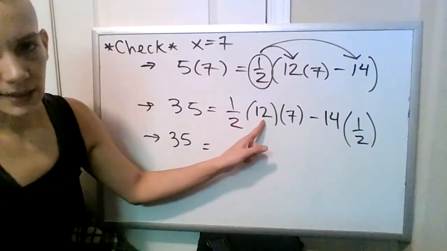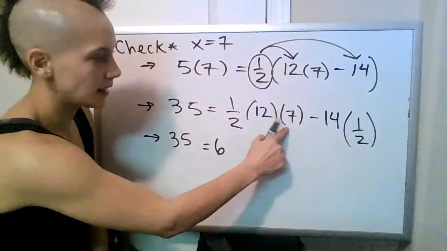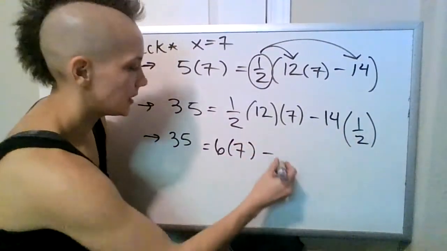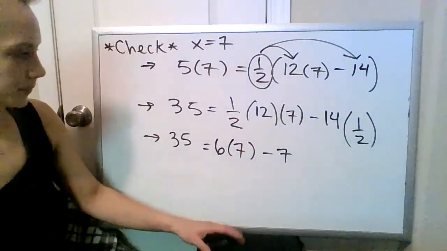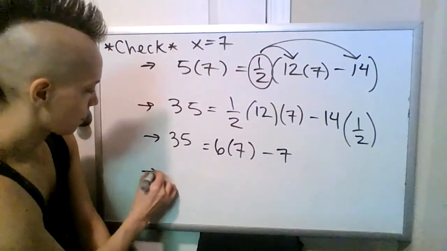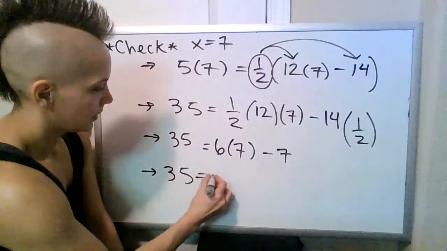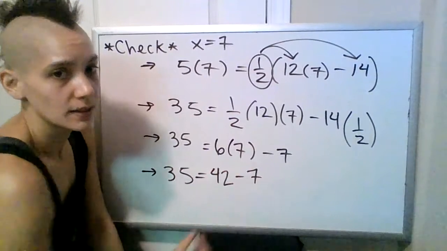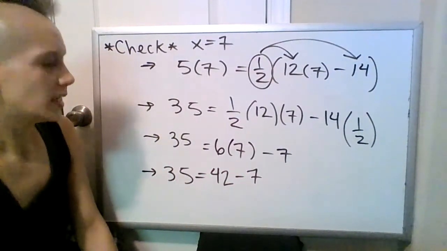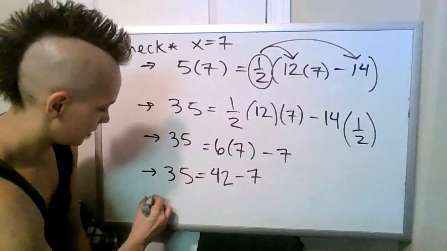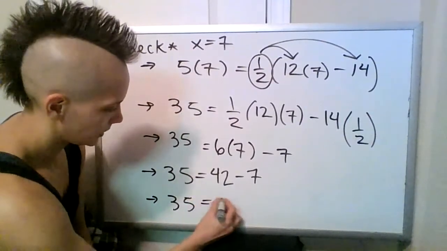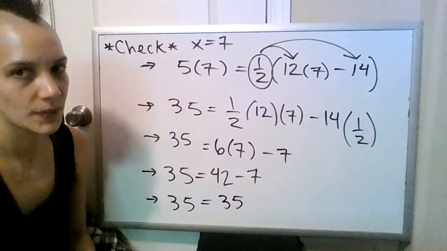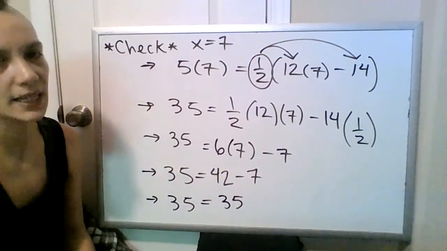1/2 times 12 is 6. And then times 7. 14 over 2 is 7. This would be 42 minus 7. So if you go down to 35, we did get a true statement. So this was a solution.